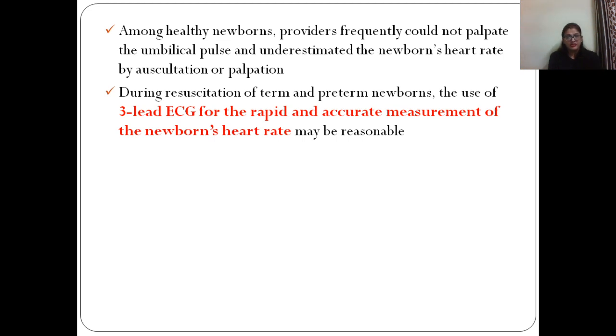But over a period of time, it has been seen that palpating the heart rate and auscultation of the newborn's chest are not very accurate in giving you the value of the baby's heart rate. And so there is a recommendation that the 3-lead ECG may be used for the rapid and accurate measurement of the newborn's heart rate. Now, in many settings, the 3-lead ECG may not be present. So, in those settings, the recommendation for palpating at the umbilicus or auscultating for the newborn's heart rate stays.